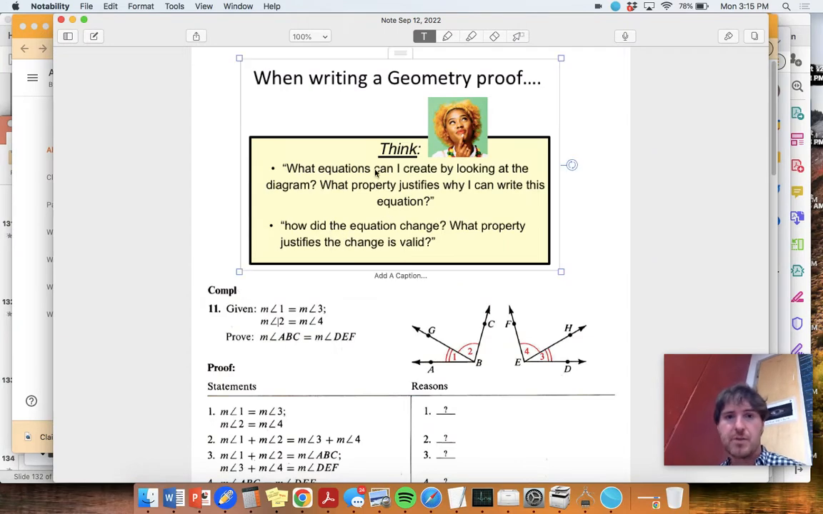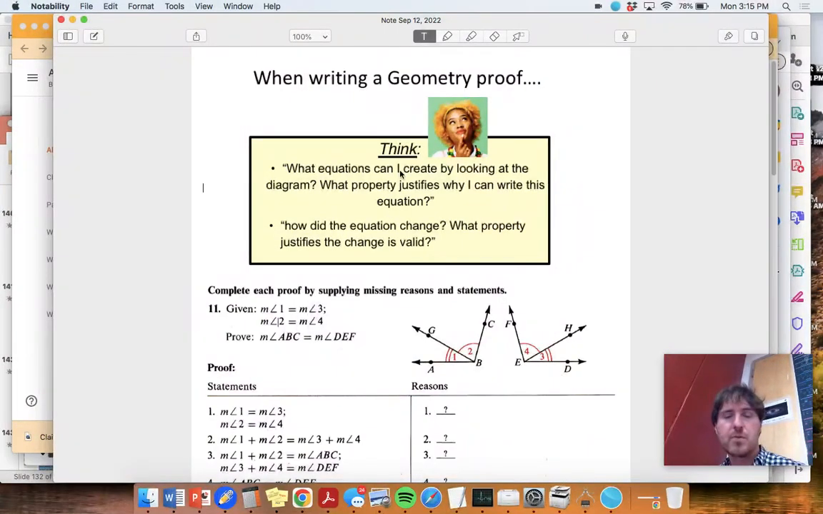So just quick reminders on proofs. When writing a geometry proof, we want to think: what equations can I create by looking at the diagram? Well, we have angles there. Angles lead us to equations. And then what property can justify an equation I can set up based on the fact that I have angles there in the diagram? Another thing to keep in mind is how does the equation change, and what property justifies that the change is valid?